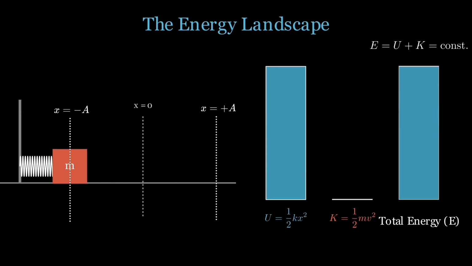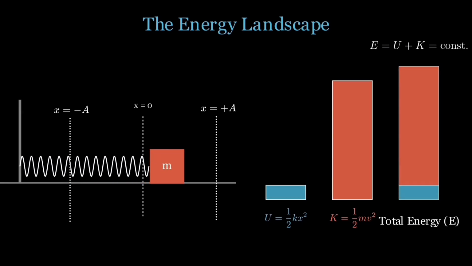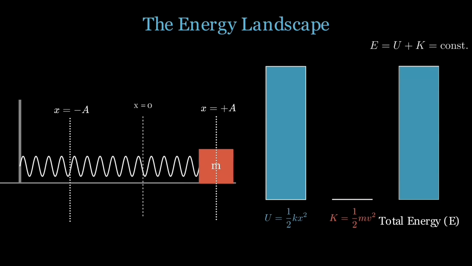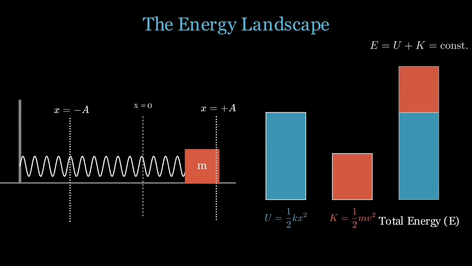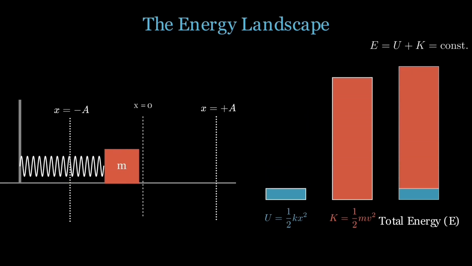As it rushes back through the center, that potential energy is converted entirely into kinetic energy, 1/2 m times v squared. The total energy, the sum of kinetic and potential, remains a constant horizontal line. It is a beautiful, eternal dance between position and pace.